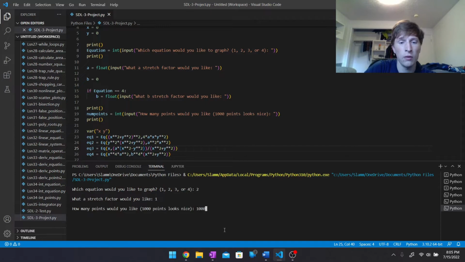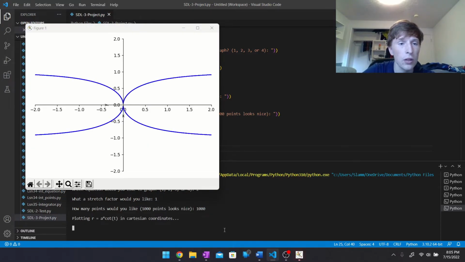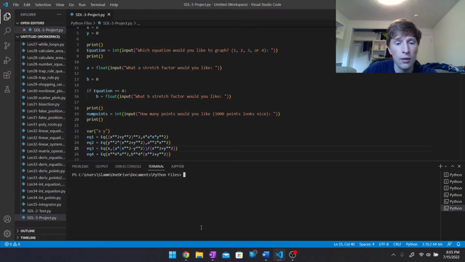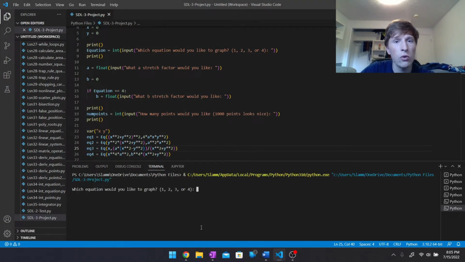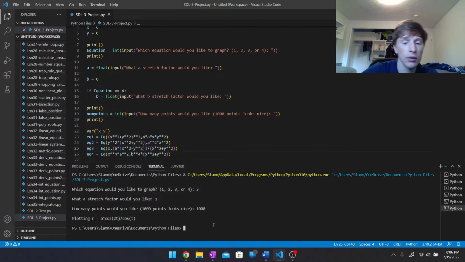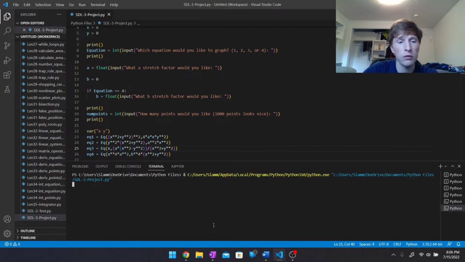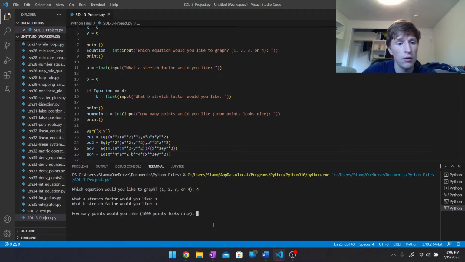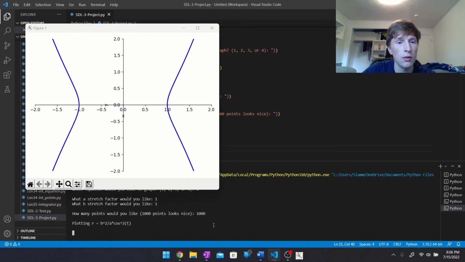Do it again for equation 2. Stretch factor of 1, 1,000 points. There's equation 2. Again for equation 3. There we have it. And last but not least, equation 4. This one's going to ask for 2 variables because it has 2 variables, so we'll do just 1 for both. And then put in 1,000 points. And there you go.